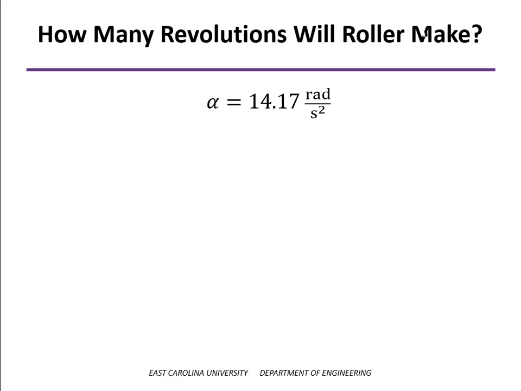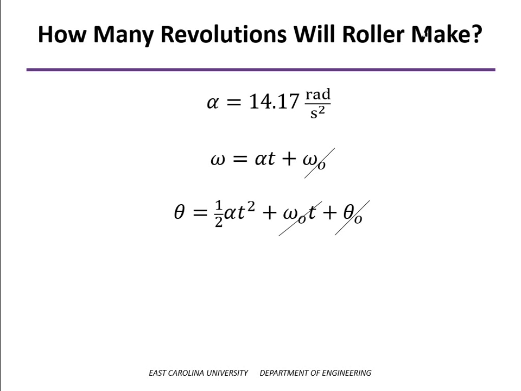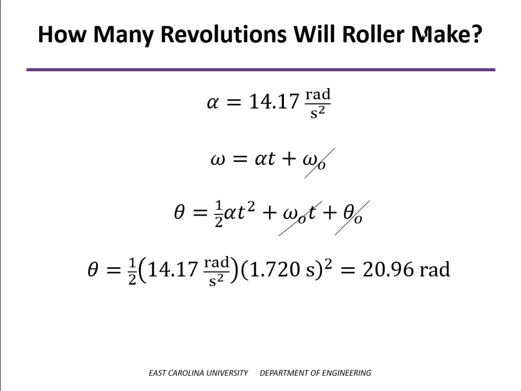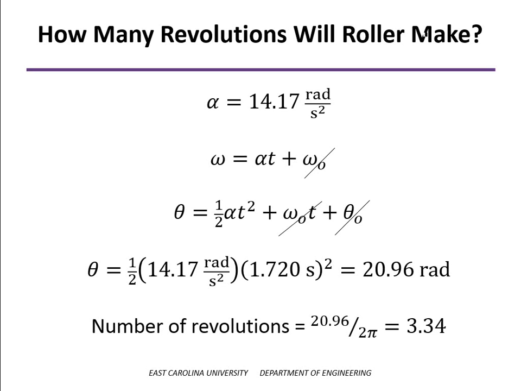And so now all we have to do is integrate that twice with respect to time, and so we get the angular velocity and the angular displacement. Since we're starting from rest, the initial angular velocity is equal to 0. The initial position, we can arbitrarily set equal to 0. And so in the 1.72 seconds it takes to reach the bottom of the ramp, we'll have gone 20.96 radians. Converting that to revolutions, we simply divide by 2 pi, and so about 3 1/3 revolutions is our prediction.